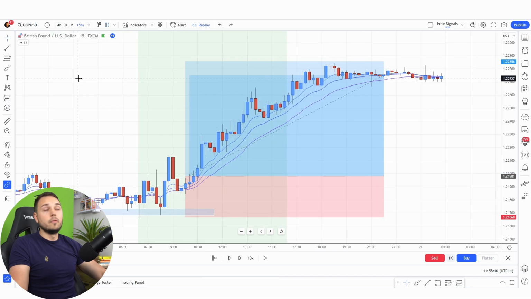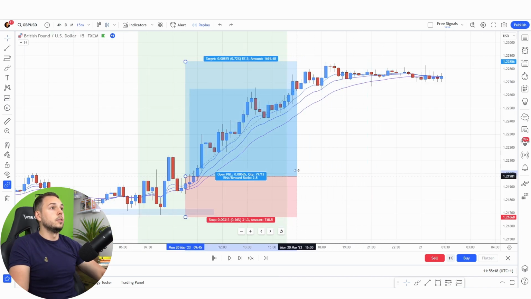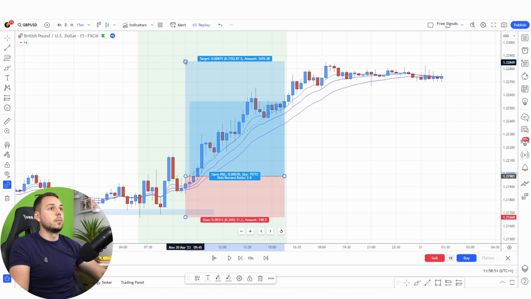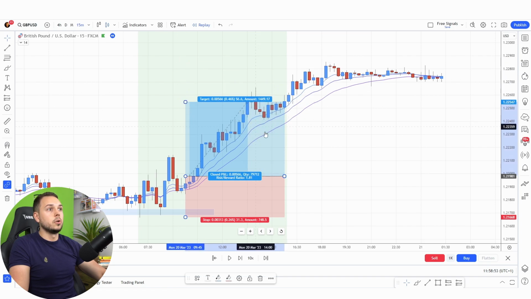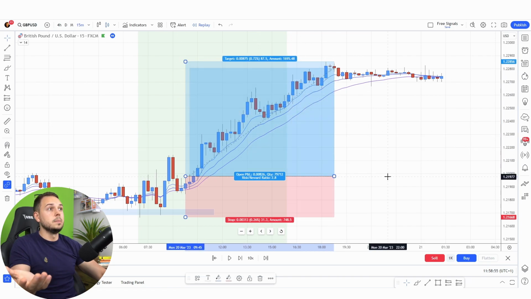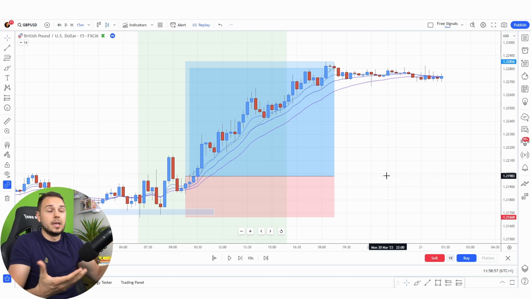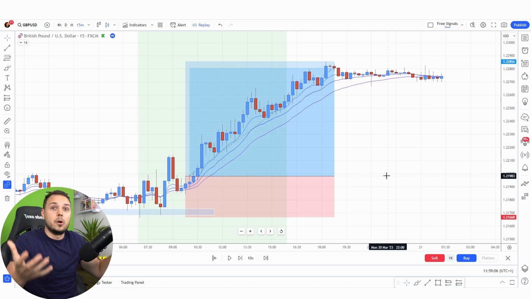Take profit level. Obviously, you could have just closed off at the end of the London session, which is around here, which is also 56 pips. But why not keep it running? If it's making you money and you know the strategy has not yet crossed the middle exponential line, there's no reason to close off your position early because you're maximizing your trading gain.